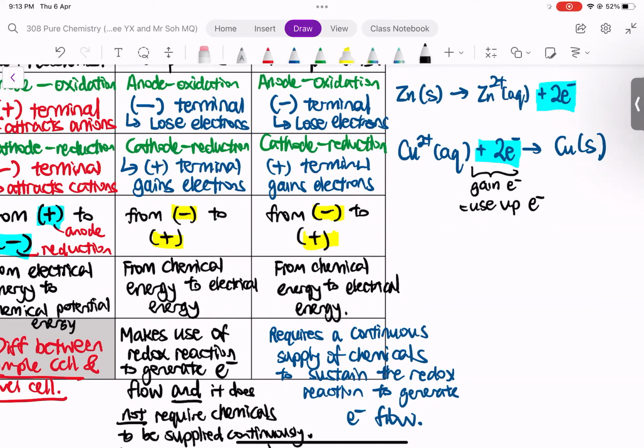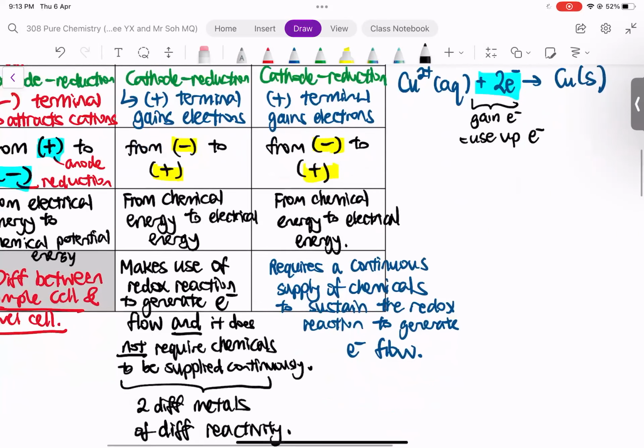The answer is yes. The simple cell that uses zinc and copper, the zinc will be oxidized slowly. Meaning you need to replenish the zinc after some time. But the keyword here is after some time, right? You don't supply zinc continuously every second. You will only change the electrodes perhaps after every week, after every month in a simple cell. And that's why it's still correct to say that in a simple cell, it doesn't require chemicals to be supplied to it continuously. Okay, so the person who asked this question, do you understand this?